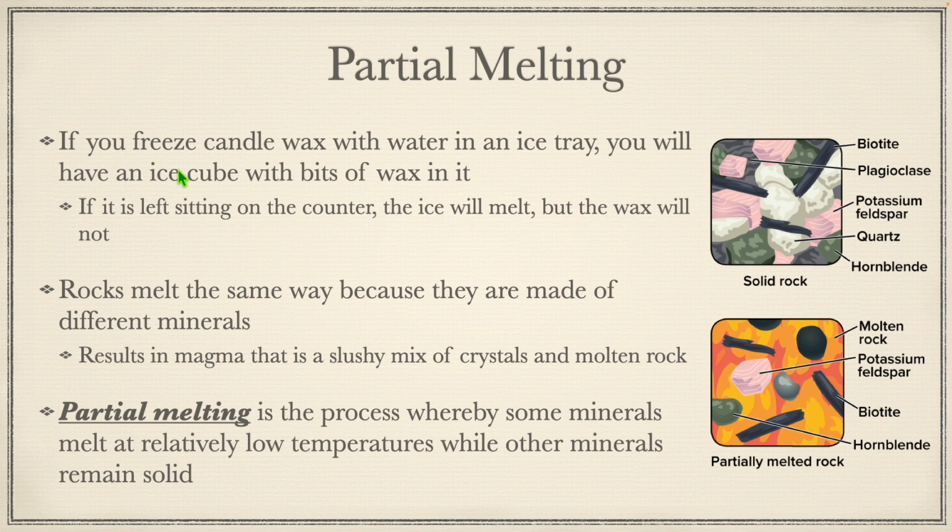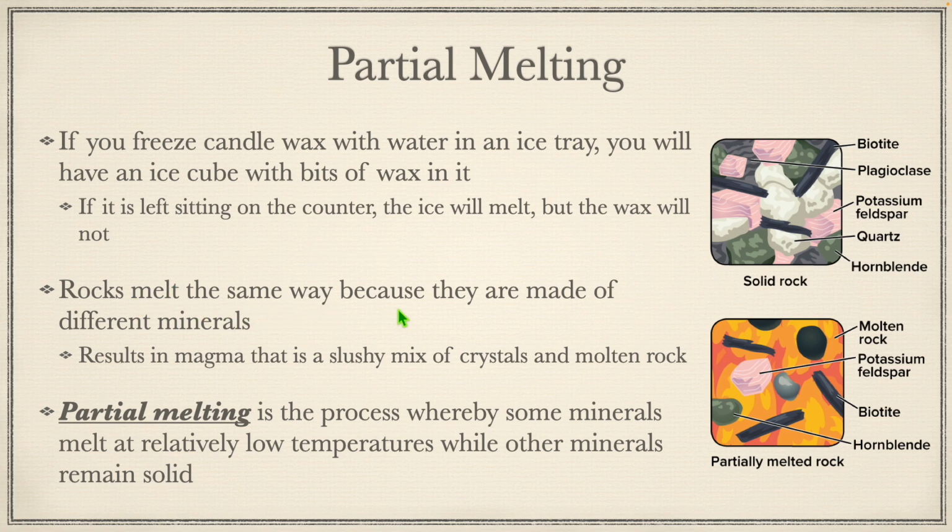So, partial melting. If you freeze candle wax with water in an ice tray, you'll have an ice cube that has bits of wax in it, all right? If that's left sitting on the counter, what's going to happen? The ice is going to melt because the ice has a melting point of 32 degrees Fahrenheit or 0 degrees Celsius. Room temperature is about 20 degrees Celsius, which is above the melting point of the ice, so the ice is going to melt. But the wax has a much higher melting point, so the wax is not going to melt just sitting on the counter. Okay.